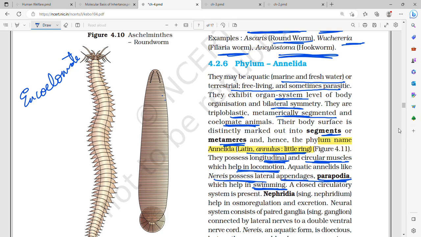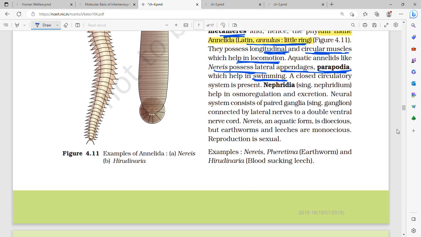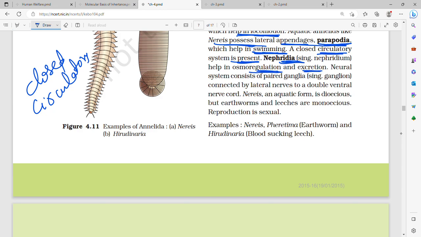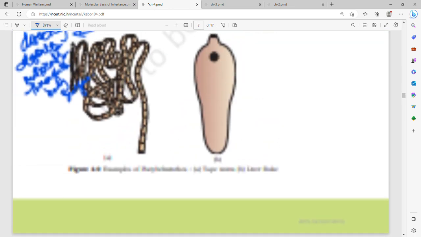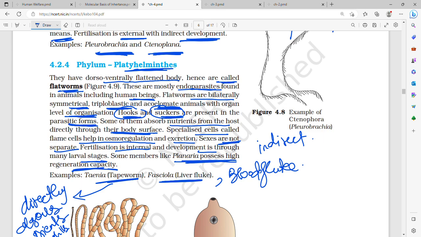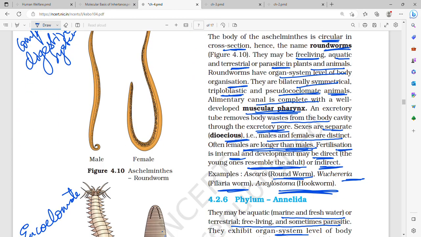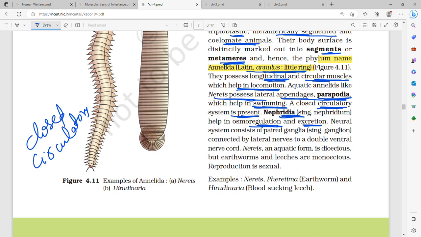Then a closed circulatory system is present. So they are also the first ones which have a closed circulatory system. Before, the circulatory system was not there. Then they have nephridia which help in osmoregulation and excretion. In Platyhelminthes, flame cells are there to help in osmoregulation and excretion. Over here, nephridia are there.